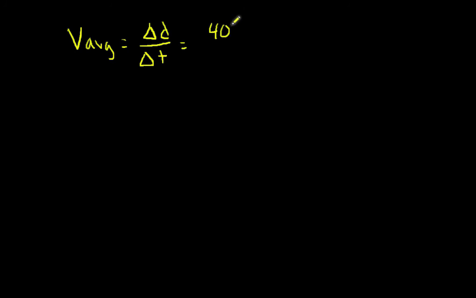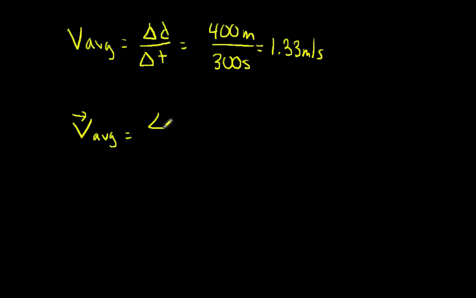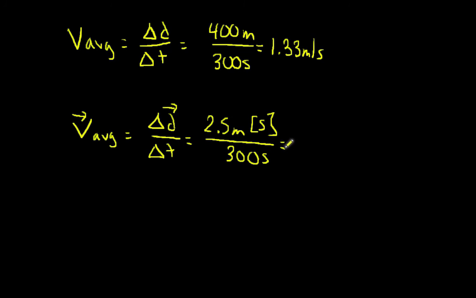The average speed is the change in distance over time. This is the 400 meters divided by 300 seconds. And this gives an average speed of 1.33 meters per second. The average velocity is change in displacement over time. This is only 2.5 meters to the south divided by 300 seconds, which is 0.0083 meters per second to the south.